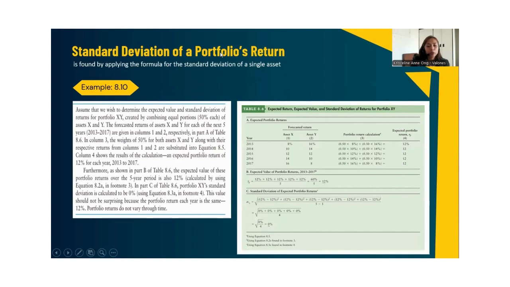Standard deviation of a portfolio's return is found by applying the formula for the standard deviation of a single asset. If you check here the example of the expected portfolio returns over 5 years, starting from year 2013 to 2017, the forecasted return per year for asset X is 8, 10, 12, 14, 16. And for asset Y, 16, 14, 12, 10, and 8.